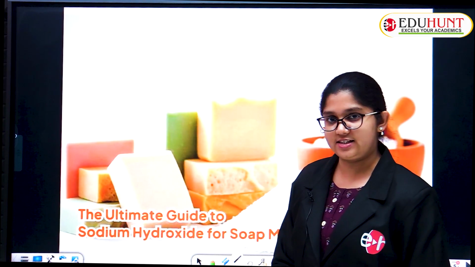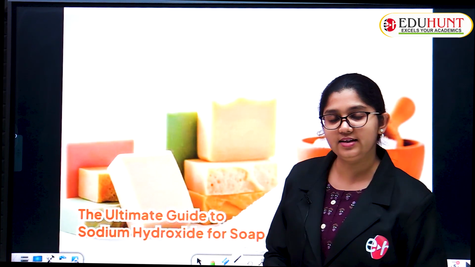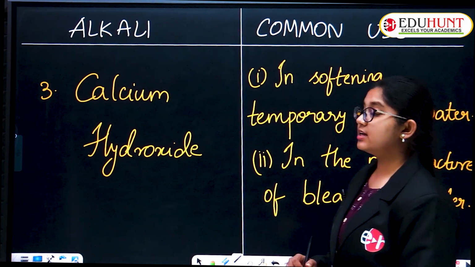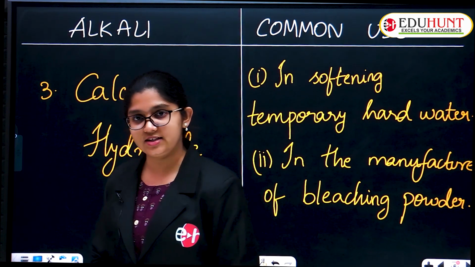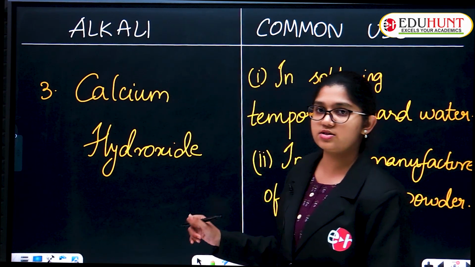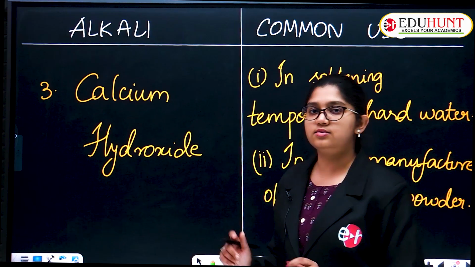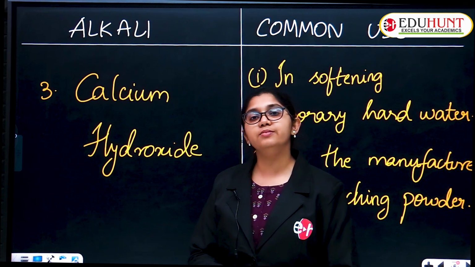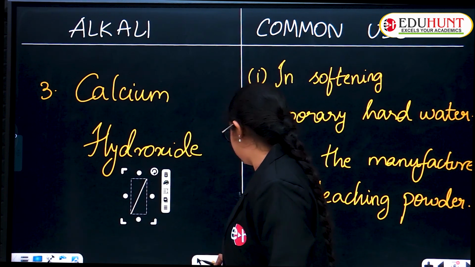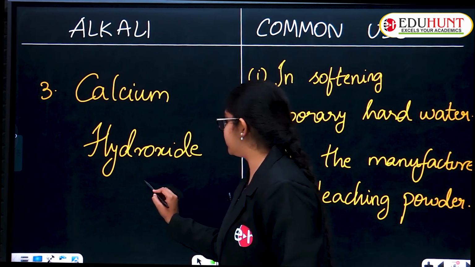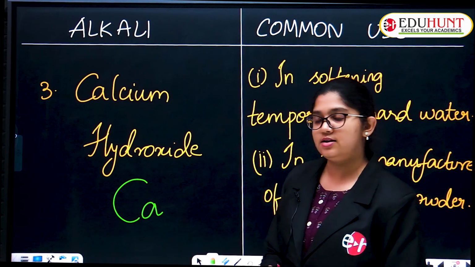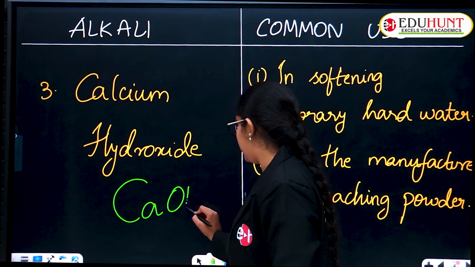Did you observe? Shall I go with the third alkali? Here I go with the third alkali, that is calcium hydroxide. Now come up with the formula for calcium hydroxide. What is the chemical formula for the calcium hydroxide alkali? Calcium: capital C, small a. Next, hydroxide. Very good. O, H.